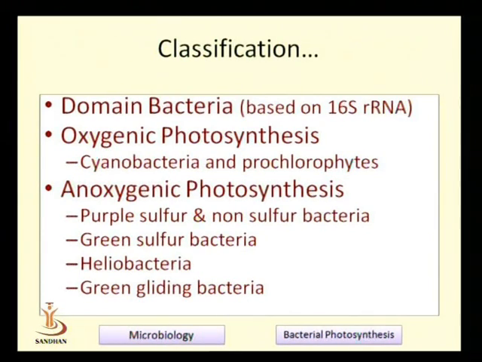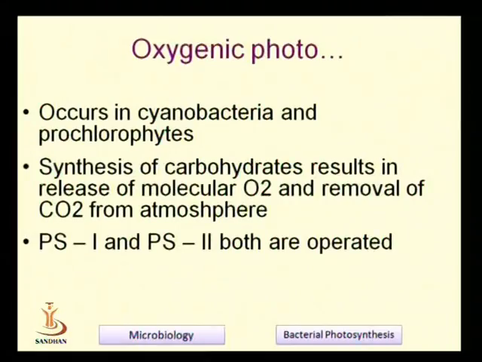As we have mentioned, there are two types: oxygenic photosynthetic bacteria and anoxygenic photosynthetic bacteria. Cyanobacteria and prochlorophytes come under the category of oxygenic photosynthetic bacteria. Anoxygenic, as previously discussed, has a wide variety: purple sulfur, non-sulfur, green sulfur bacteria, heliobacteria, and green gliding bacteria. So let us start now with the oxygenic photosynthetic bacteria. This occurs in cyanobacteria and prochlorophytes.